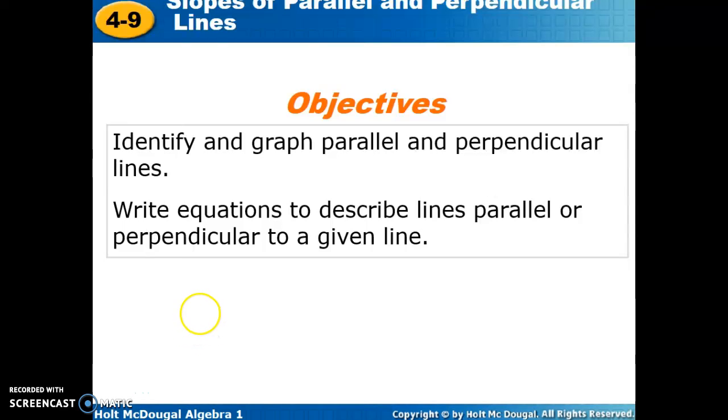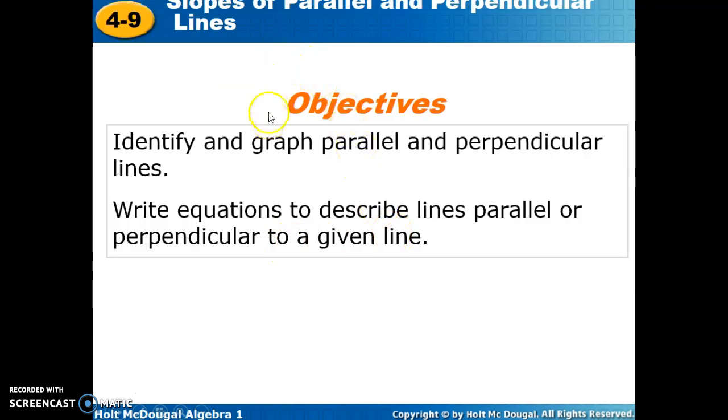Hey, let's start out with the math joke of the day. What did the lines do at the gym to avoid each other? They used the parallel bars. No comments from the peanut gallery, please.